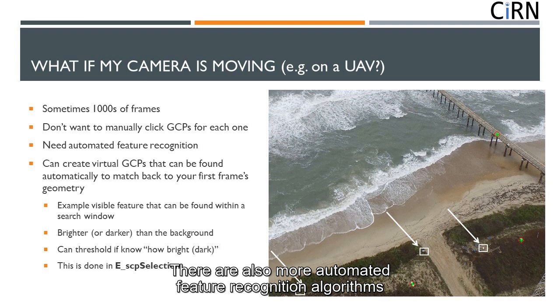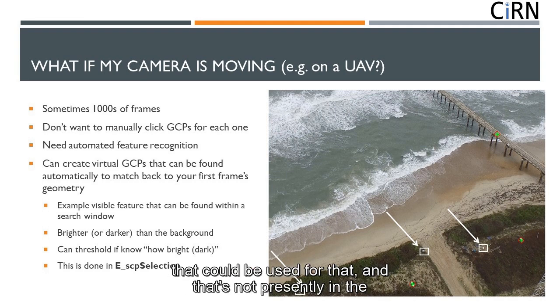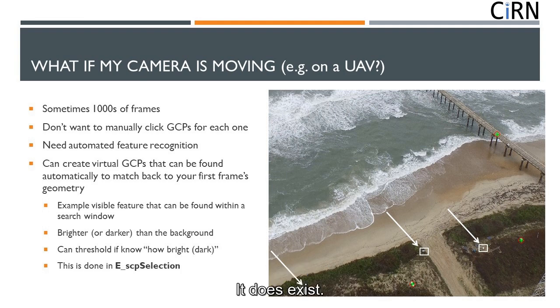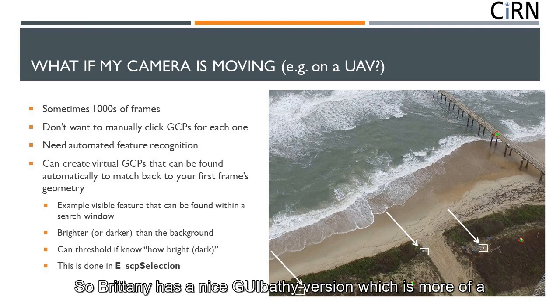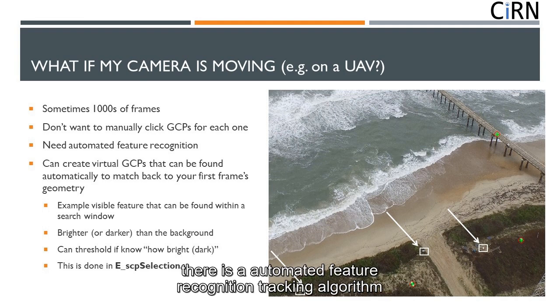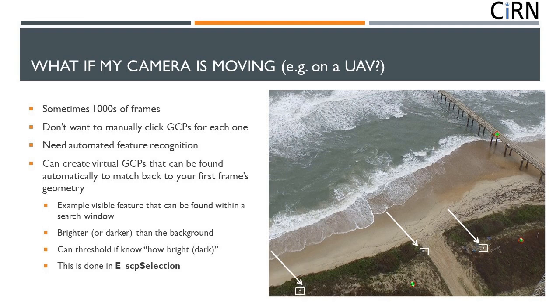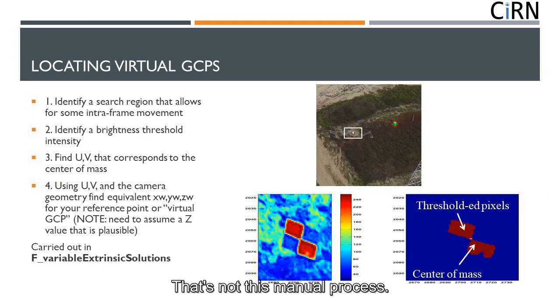There are also more automated feature recognition algorithms that could be used for that, and that's not presently in the toolbox. It does exist. So Brittany has a nice GUI bathy version, which is more of a GUI that implements the function of the toolbox. And there is an automated feature recognition tracking algorithm in there that's not this manual process.